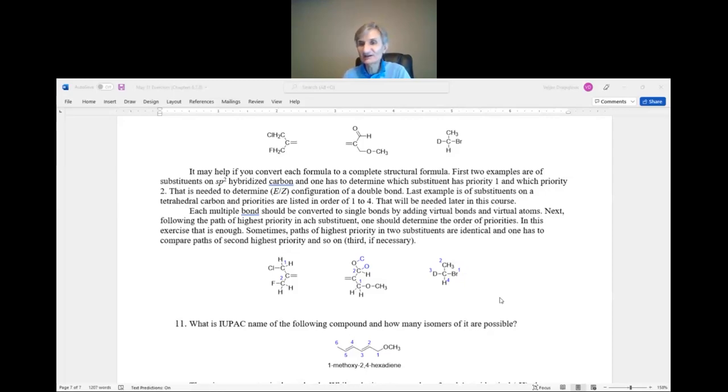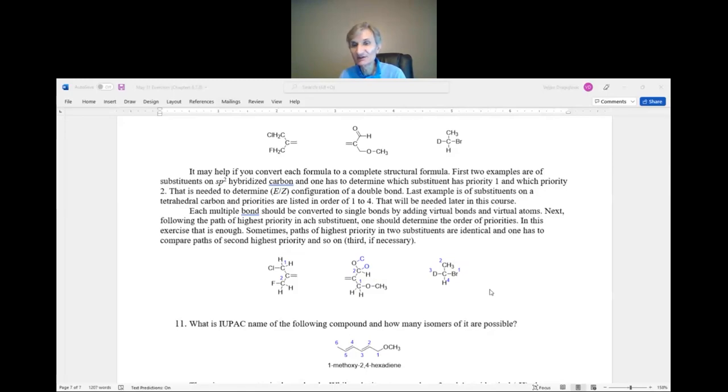Highest atomic number is the highest priority, that's bromine, priority 1. Then second highest is carbon, 2. Now we have two hydrogens, deuterium and protium. Protium is always indicated as H, deuterium as D, and tritium as T. When we have two isotopes of the same element, then obviously they must have the same atomic number.